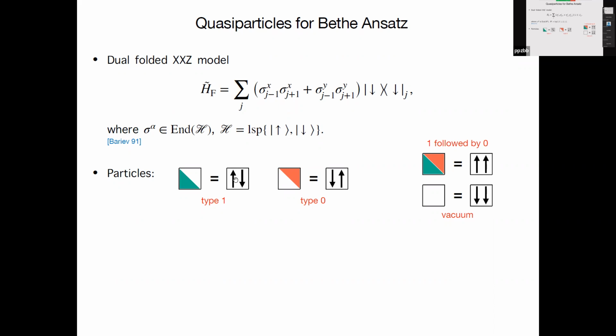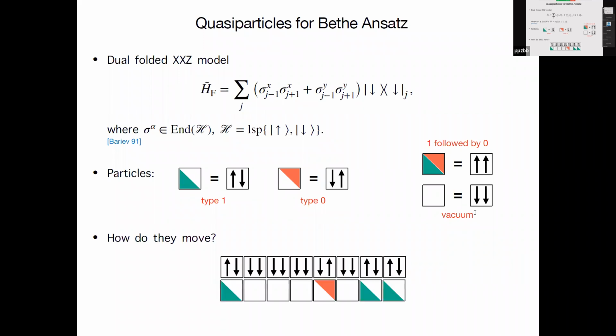If I have a spin up, this will mean I have one particle. And if its position is odd, it will be of type 1, because 1 is the parity of the position of the spin. If it is on an even site, so on the second site here, it will be type 0, because the parity of an even position is 0. This one will be the orange one, and the odd one, type 1, will be the green one with the lower triangle. What can happen is that two particles of different types, 1 and 0, can hop on the same macro site. These are just two particles on the same macro site, so it's 1 followed by 0. And if I have nothing, just two spins down, this is vacuum for me.